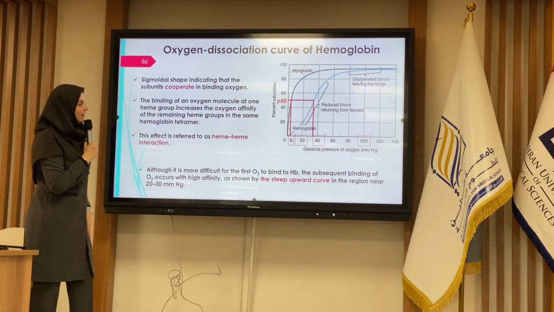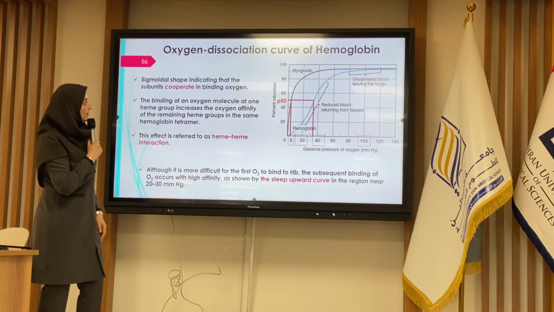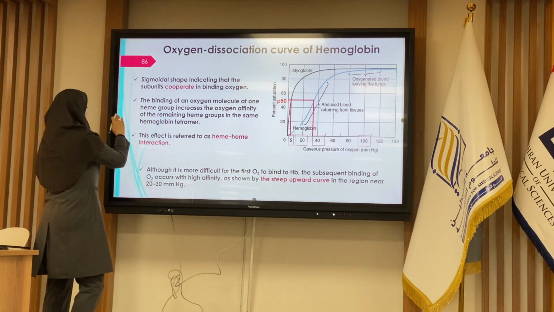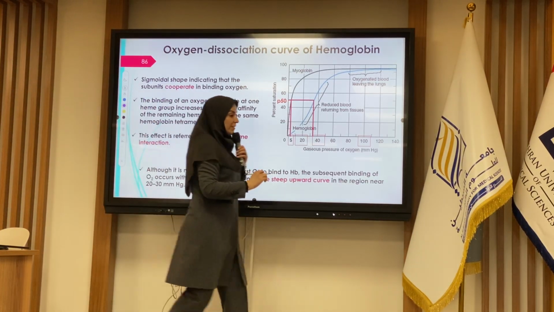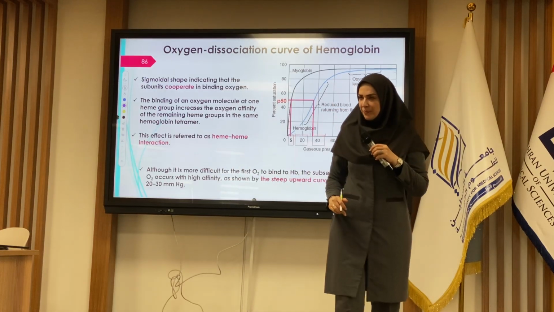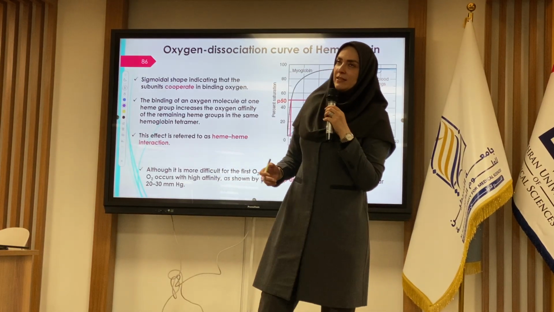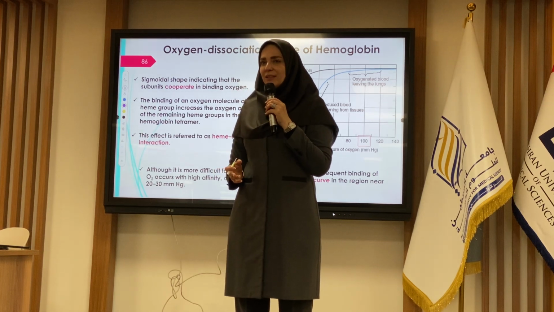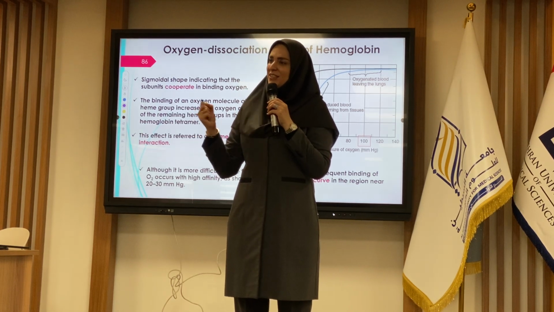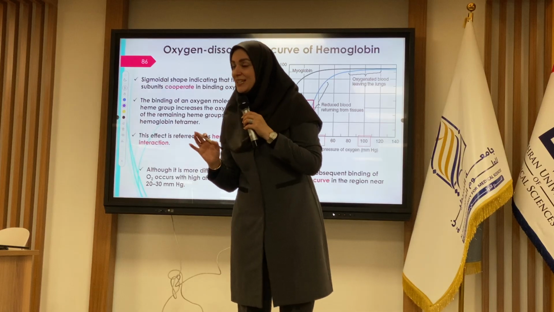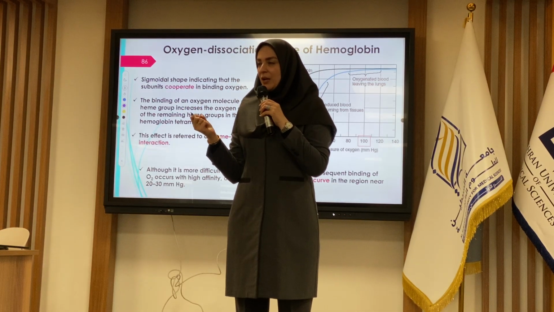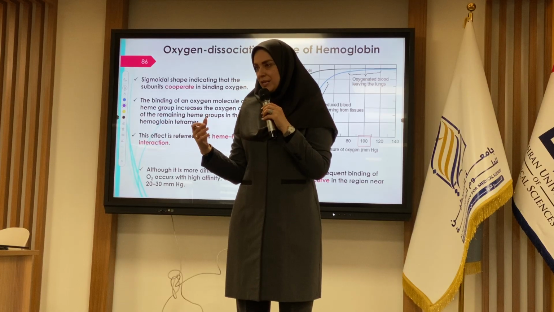I want to turn back to the oxygen dissociation curve. We talked about this curve, but I want to repeat this point. What does R mean? R means relax. Sometimes it is mentioned as relax, but R is rigid, not relaxed. Rigid, I mean bakhil. I want to help you memorize it better.